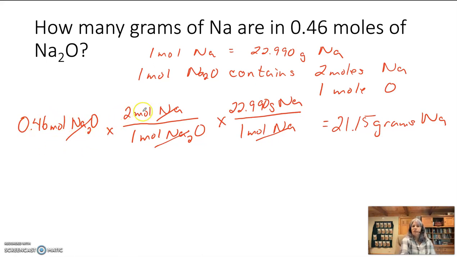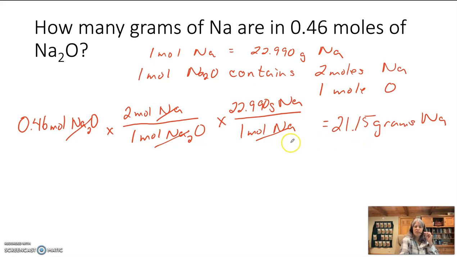We know there's 2 moles of sodium for every 1 mole of Na2O. How do we know? We know because the formula here shows us that 2 moles of sodium, that's what the 2 means, for every 1 mole of Na2O, the whole thing here. Okay, and then for every mole of sodium, we can convert that to grams of sodium. We know that 1 mole of sodium has a mass of 22.990 grams. And so we multiply through and we get the answer that we want.